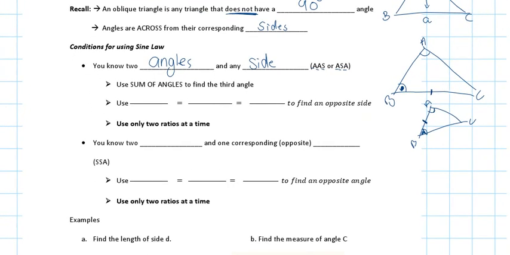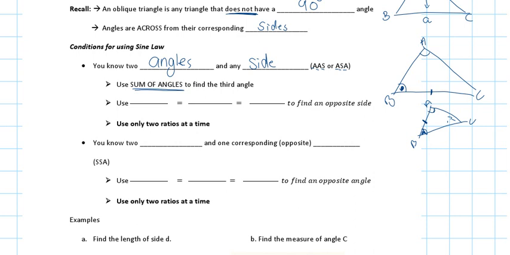So remember that sometimes you have to use the sum of angles to find the third angle. Okay? In this scenario, I can't solve this triangle unless I solve angle C first. Okay? So I have to solve for angle C by using 180 minus the other two angles in order for me to be able to use the sine law here. Okay? We'll look at examples again that help us solve this.